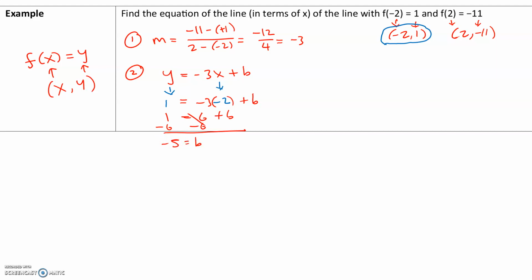So my answer, if I put this all together, is going to be y equals negative 3x minus 5. But notice we're using function notation. So instead of y, I'm going to say that f of x equals negative 3x minus 5.